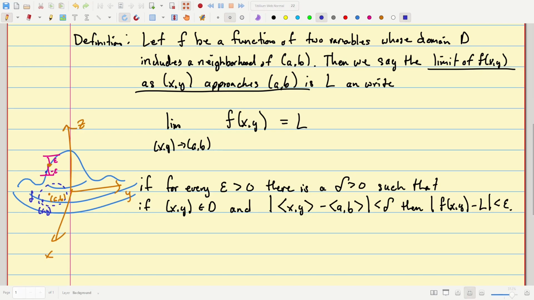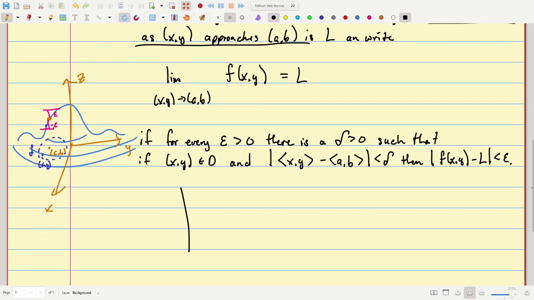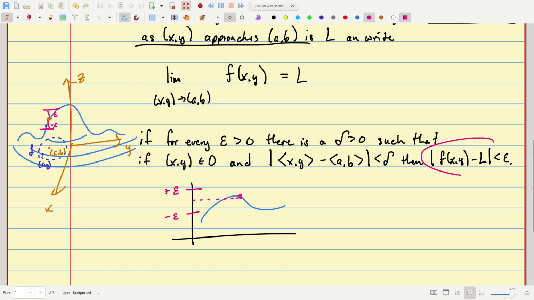Now, it's probably clearer to draw the 2D picture. So if I have a curve in one dimension and this is the point where I care about the limit, the first thing that you do is you specify an epsilon. So this is plus epsilon here and minus epsilon here. So you create this band, all right, of how close you insist that you have to be to the value of the function.